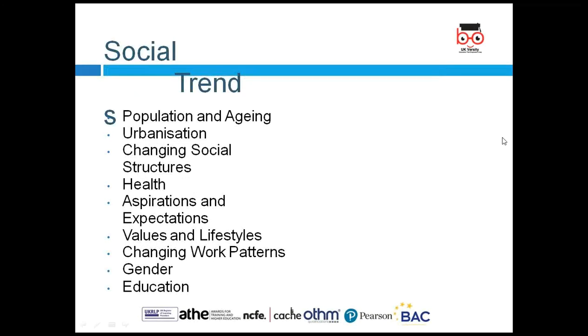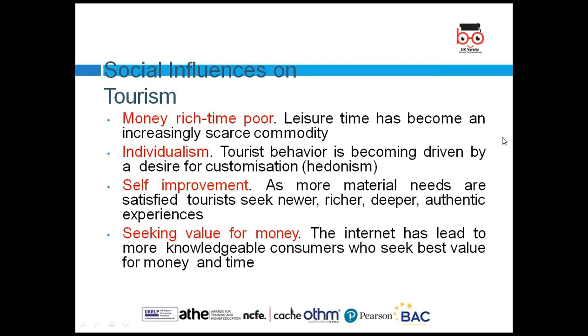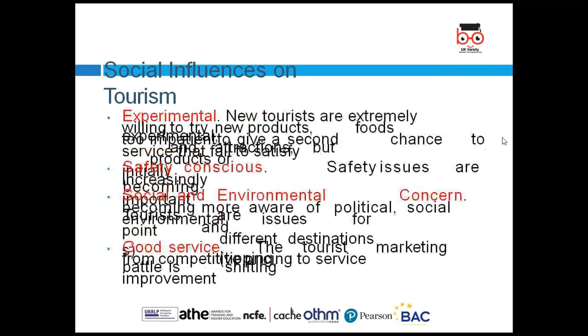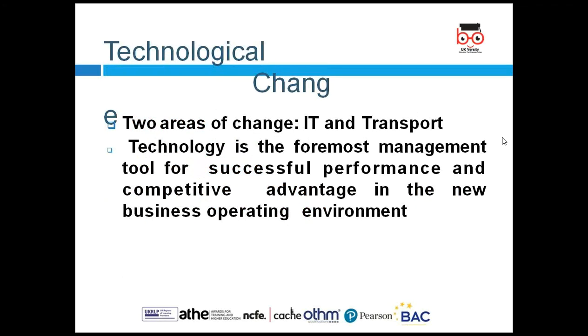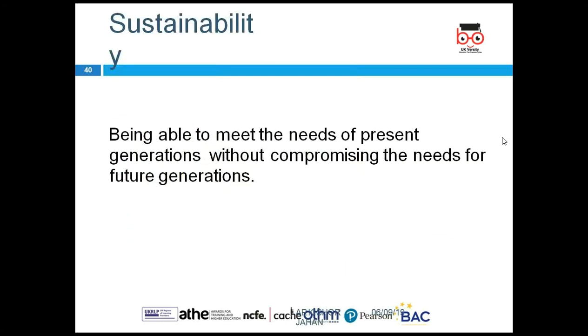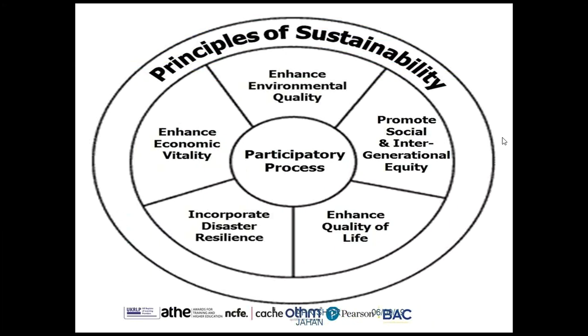Those are all under social, where we already discussed some social factors. Population aging can be linked with technological change. We need to look at the effects around. Next we're looking at sustainability, which comes under the environment.